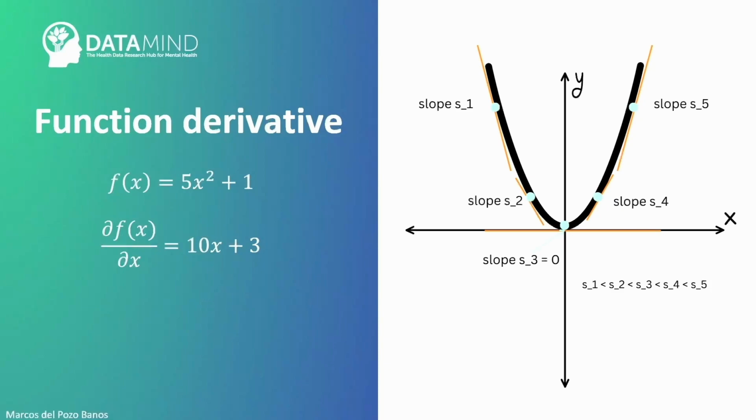So if we take the value of x for each of those points and we enter that value into the derivative, the value that we get out will be the slope of each of those curves.